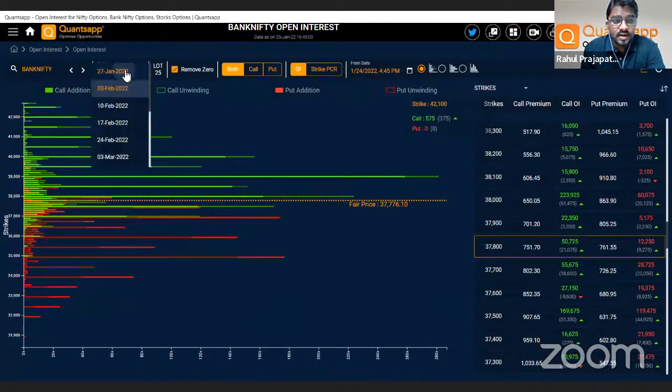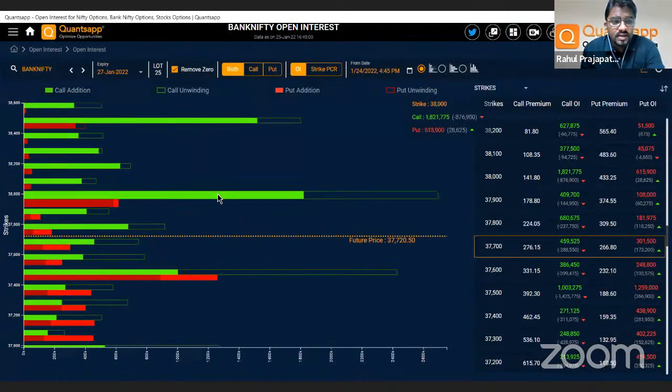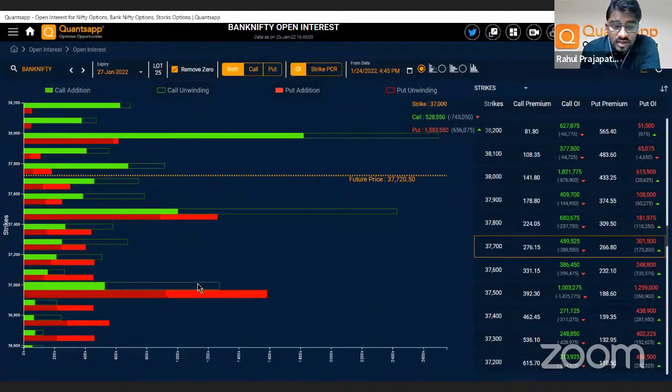If we check the current expiry, we can clearly see 38,000 is the resistance as of now for this expiry, and on the downside we can see 37,500 is the support. If the market shows a gap down, we could probably be looking at 37,000 as a support. So these three levels, this 1000 points range, will be specific for the expiry.